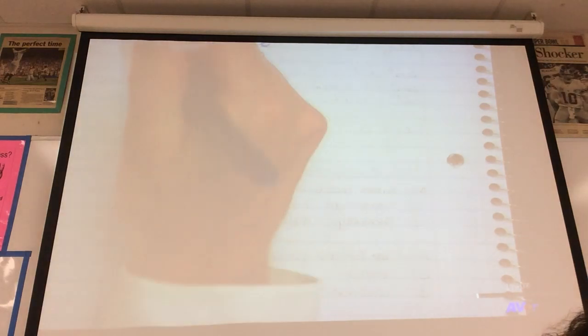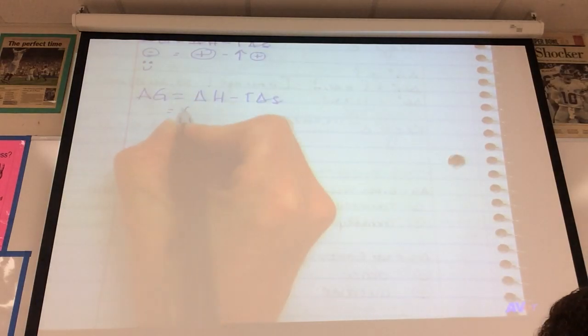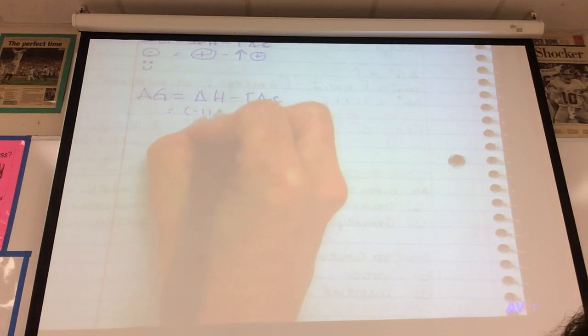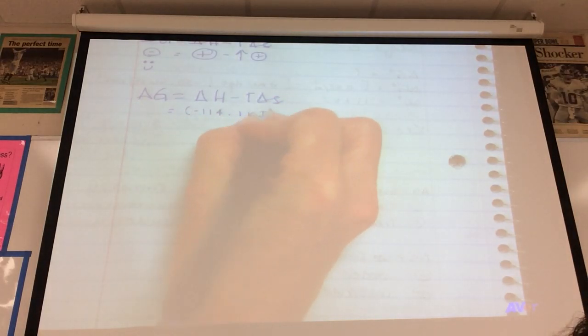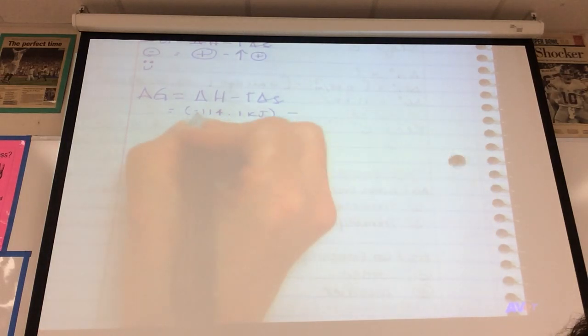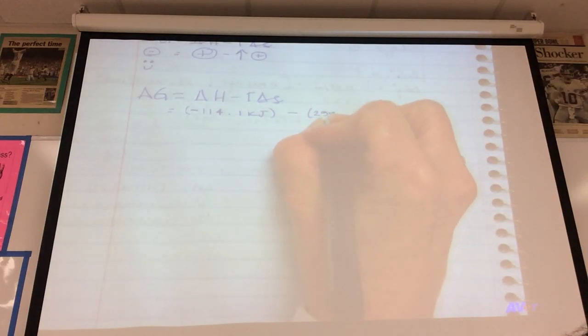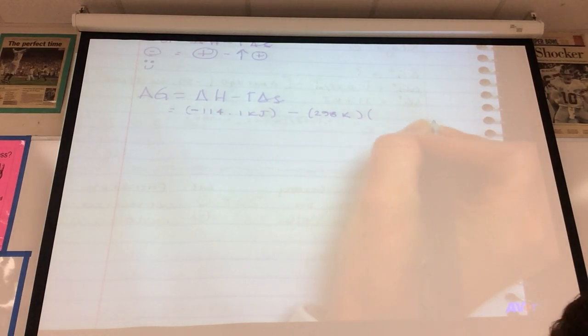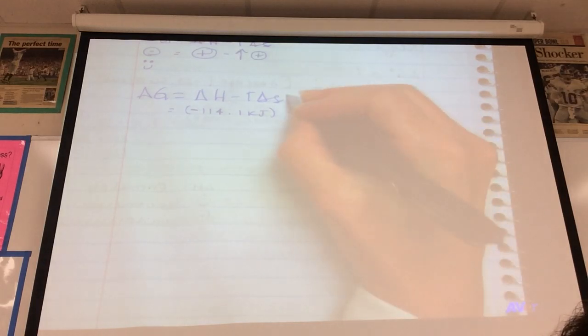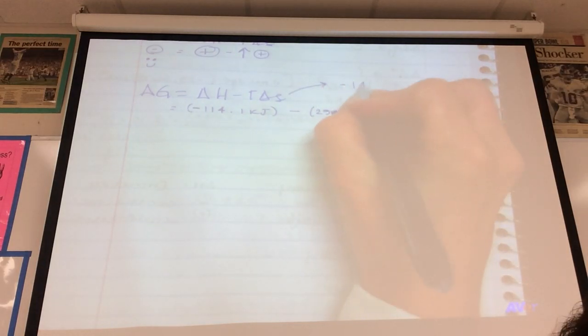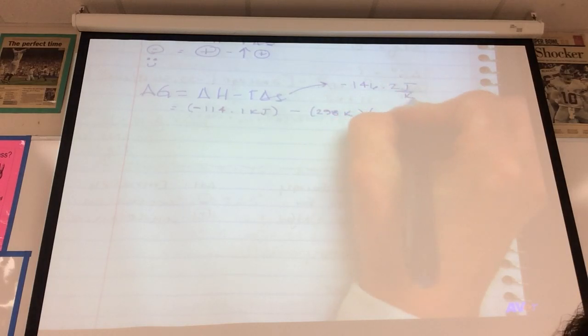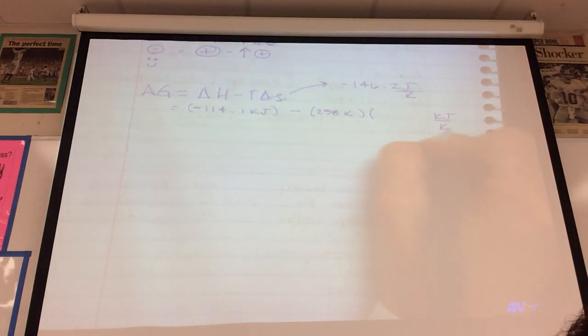All right. So let's say we want to calculate delta G as delta H minus T delta S. The delta H is given at negative 114.1 kilojoules. Endo or exothermic? Exo. Temperature is 298 Kelvin. Delta S is a problem. The delta S they gave us is negative 146.2 joules per Kelvin. But we need kilojoules per Kelvin, so what do?